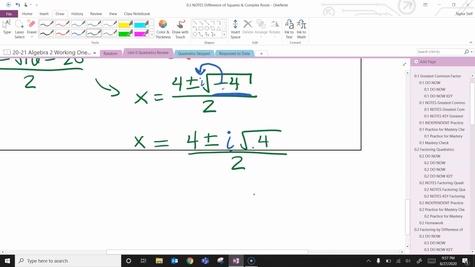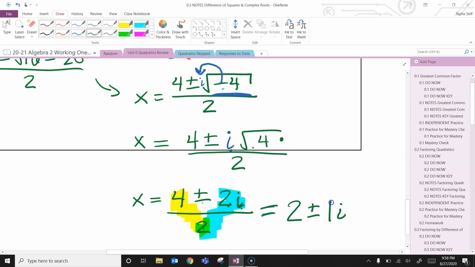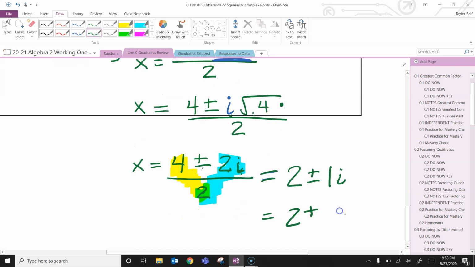And now we can simplify further. X equals 4 plus or minus, okay, what is the square root of 4? Square root of 4 is 2. So we're going to do 2 times i, I always like to put the number before the letter, over 2. And we are almost done, y'all. We can think of these as 2 separate fractions, so we're going to split it into 2 fractions and simplify. The first one, 4 divided by 2 is 2. We still have plus or minus. 2 divided by 2 is 1. The i is on top still. So 2 plus or minus i.